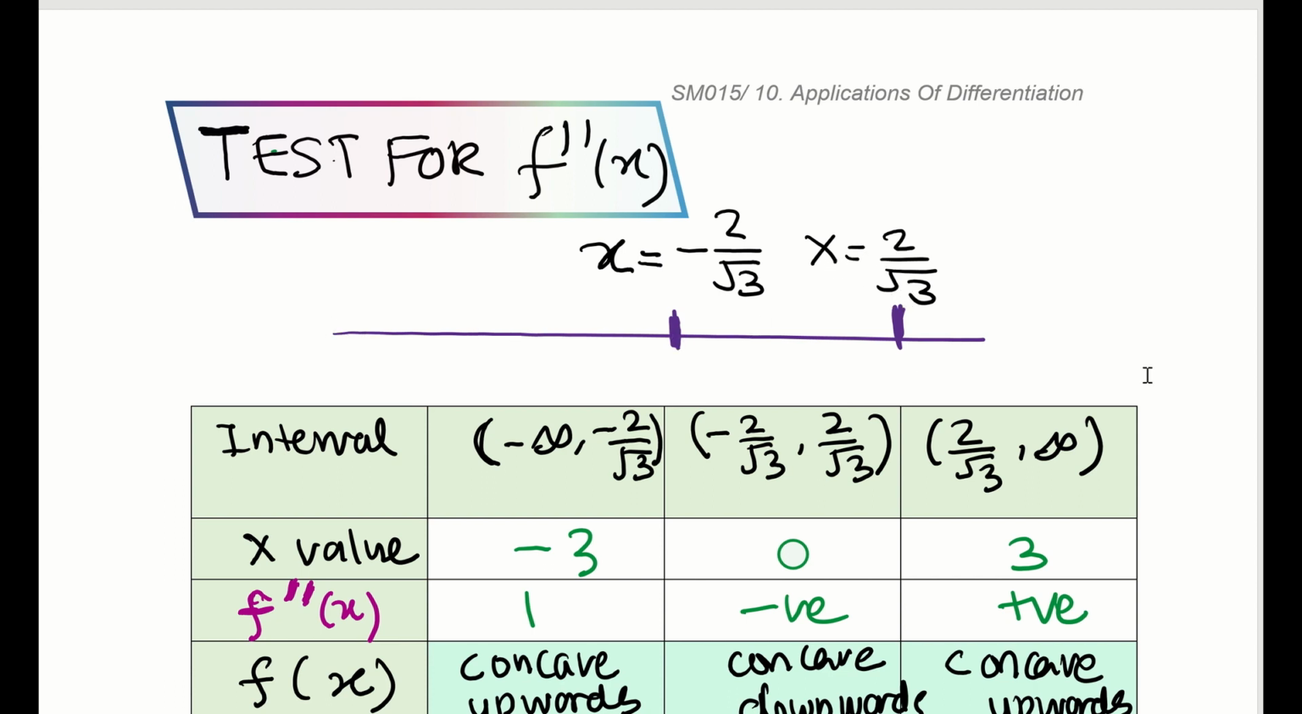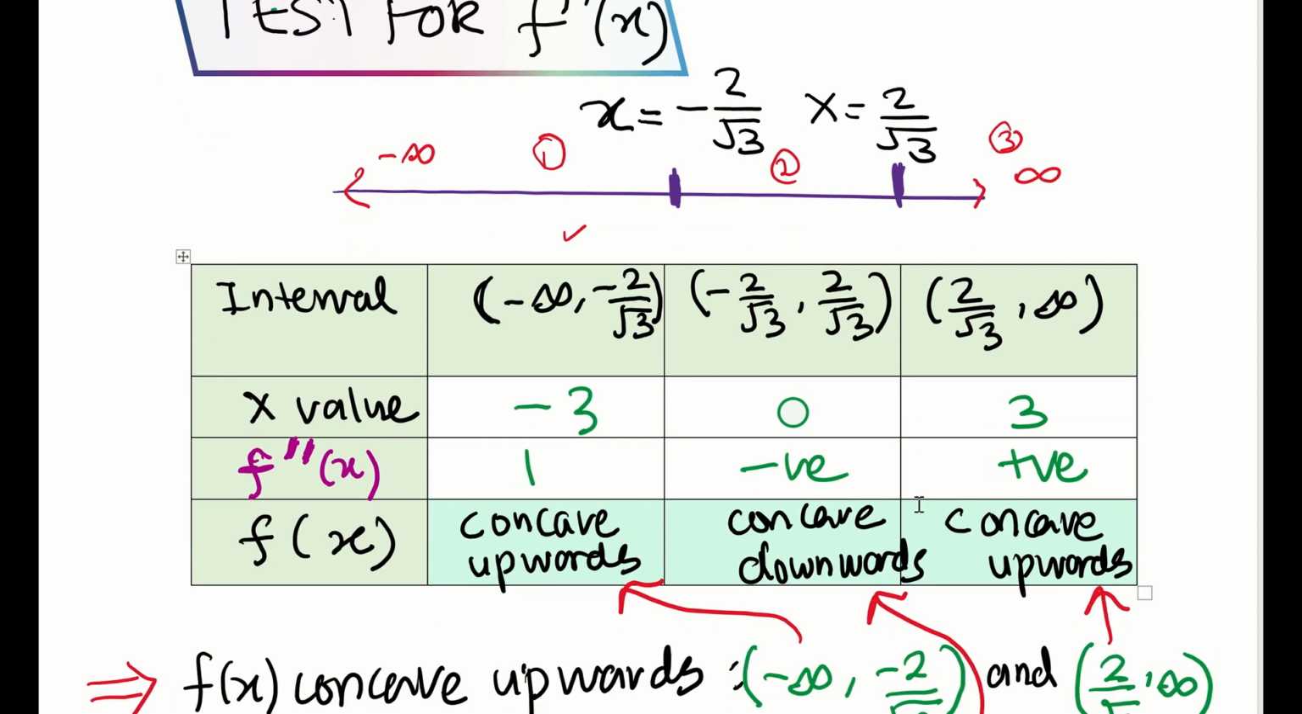This is the real number line. From negative infinity to infinity, we have three intervals to be tested. That is negative infinity to negative 2 over root 3, negative 2 over root 3 until 2 over root 3, second interval, and third one is 2 over root 3 until infinity. Okay, so we substitute a value in the interval. For the first interval, I pick negative 3.